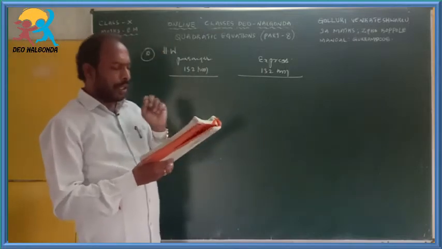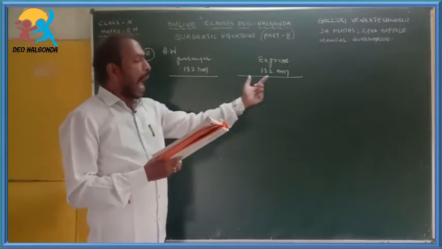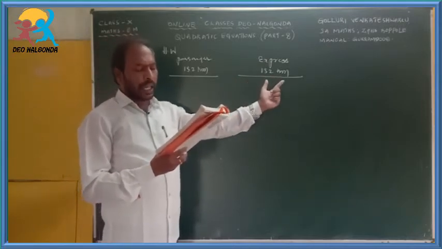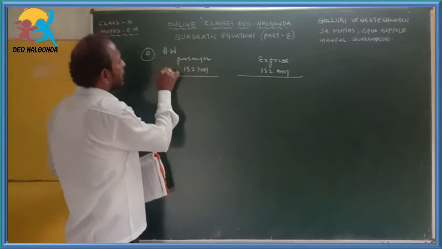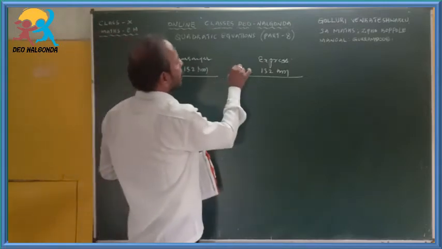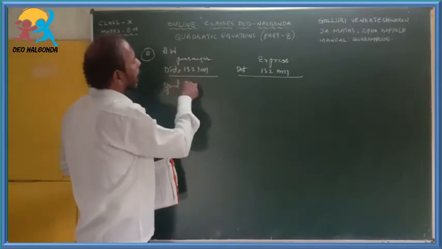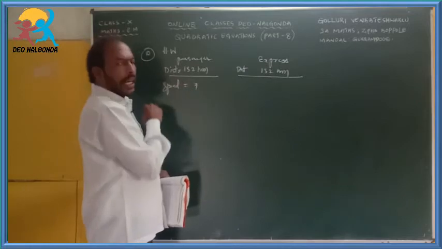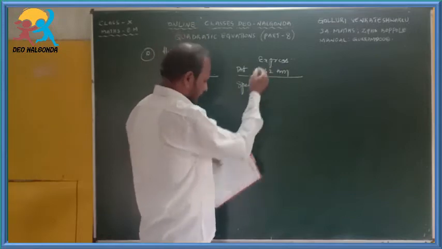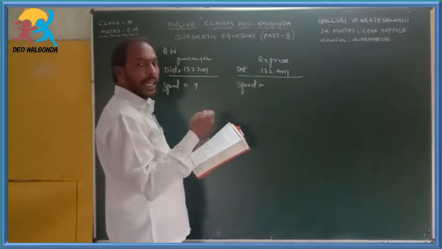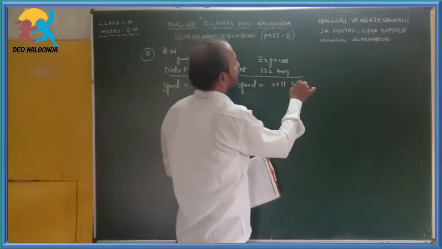What is next? The average speed of the express train is 11 kilometers more than the passenger train's speed. Here it is distance, here it is also distance. So according to speed, let the speed of the passenger train be taken as x kilometers per hour, whereas the speed of the express train is 11 kilometers more than the passenger, meaning x plus 11 kilometers per hour.